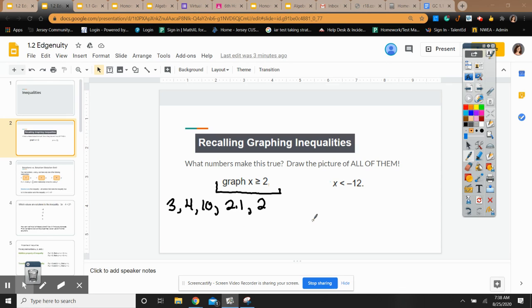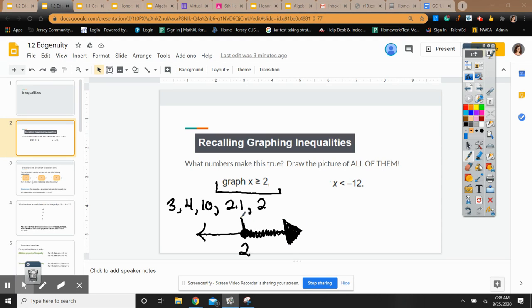Since you cannot list them out because there are infinitely many, what we do is graph a picture of what the solutions are. Because if you graph a picture, you can infer all the infinitely many solutions. So you need to make sure that 2 is on your graph. And because x can equal 2, we do a solid circle. And then what numbers are bigger than 2? All of these numbers to the right. Greater than will be this way, and then you would shade in the arrow.